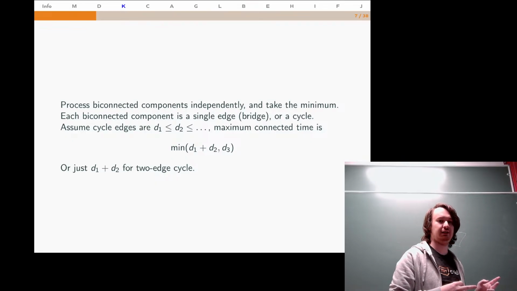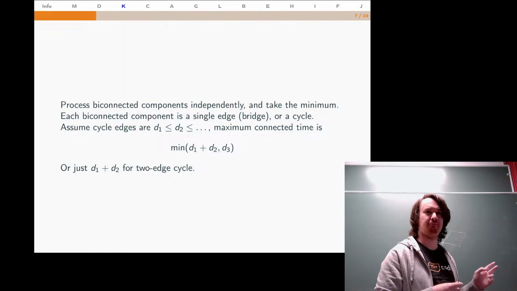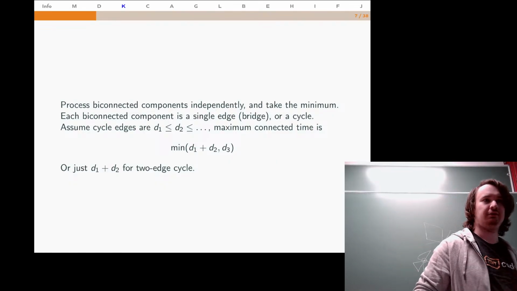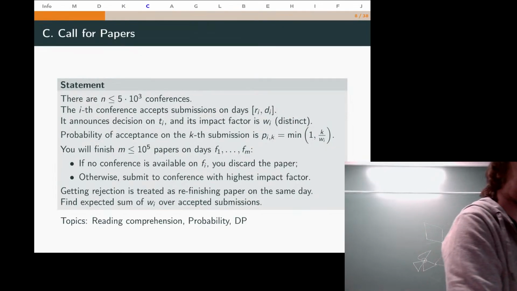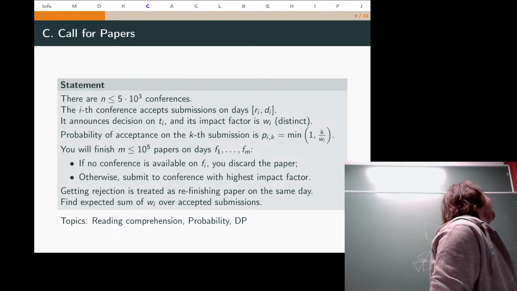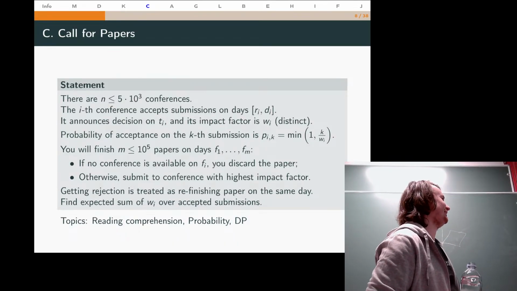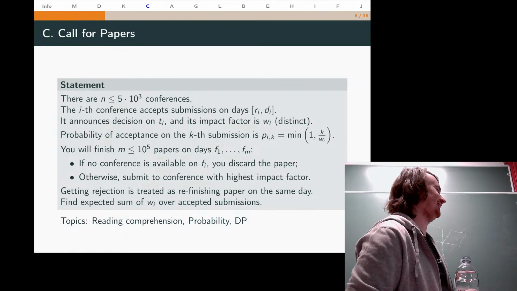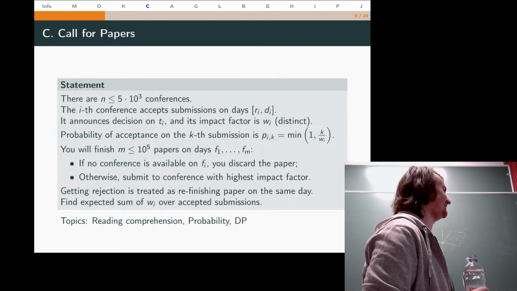So, any questions to problem K? Right? Let's move on. Yeah, next problem was placed as the fourth easiest by the author.